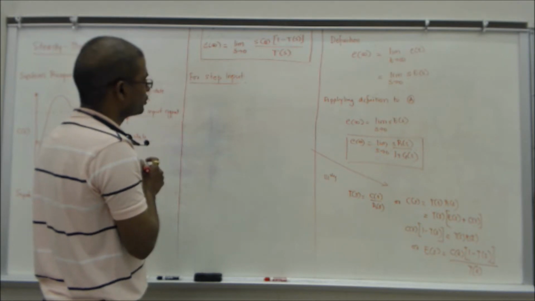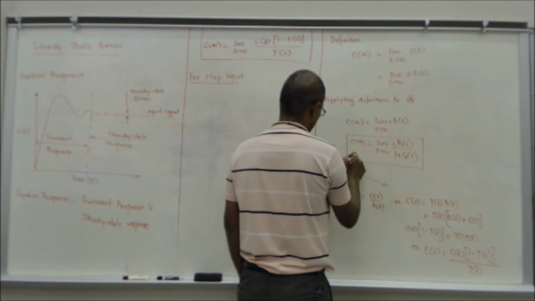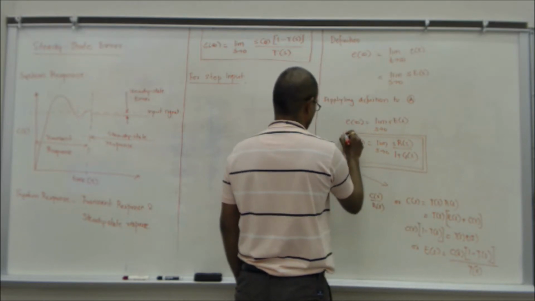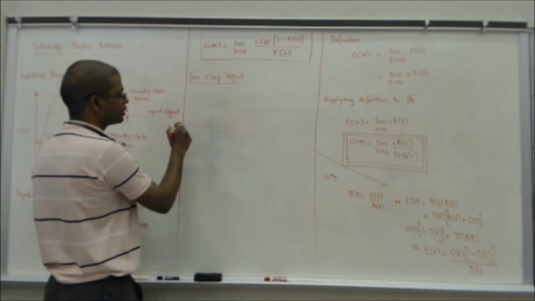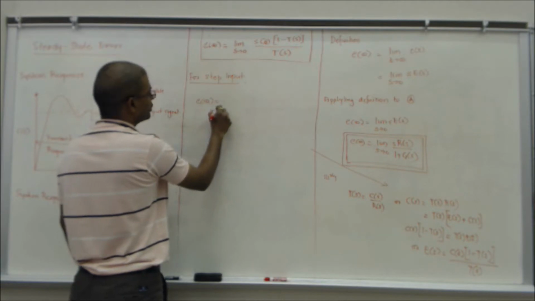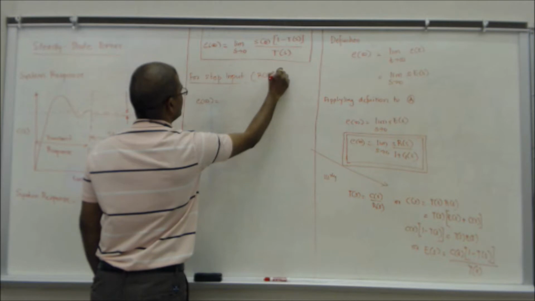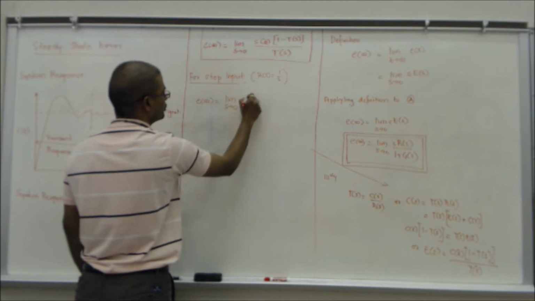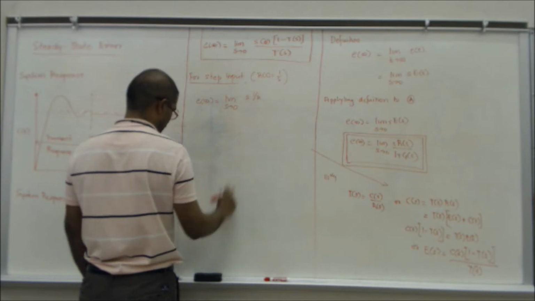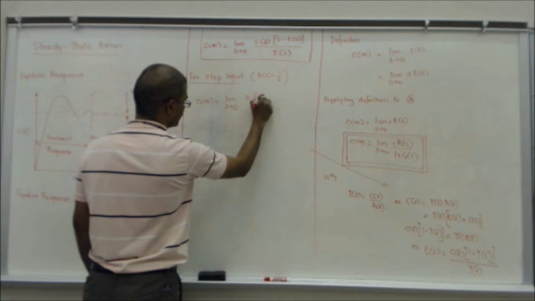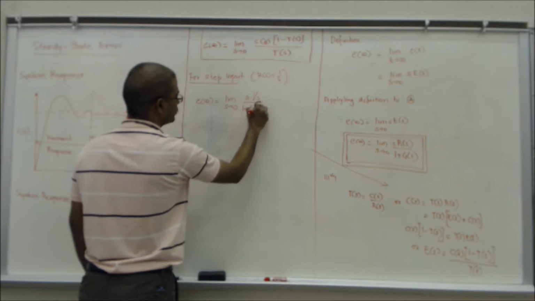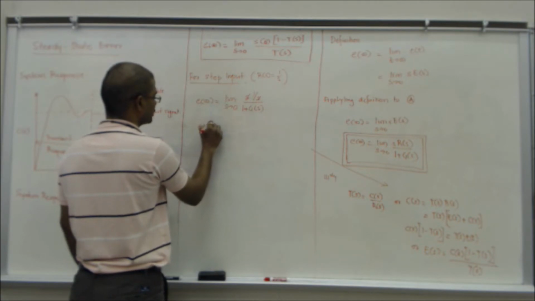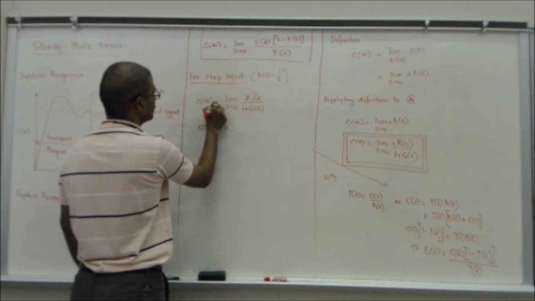For step input, we'll be using this definition. For step input, what is the steady state error? How do we define it? Quite simply, it is. Here, step input means R of S is simply 1 over S, right? So you have limit as S tends to 0, S into 1 over S divided by 1 plus this cancel. E infinity can be expressed as, so here we'll do this. We'll use this step.